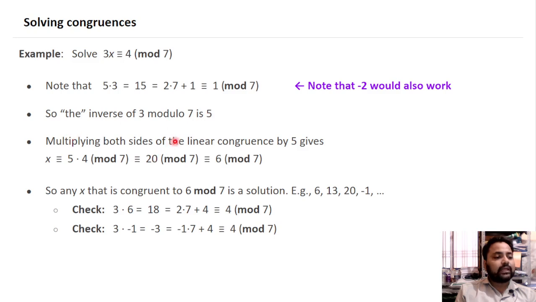So multiplying both sides of the linear congruence by 5 gives x is congruent to 5 into 4 mod 7, congruent to 20 mod 7, congruent to 6 mod 7. So any x that is congruent to 6 mod 7 is a solution, like 6, 13, 20, minus 1, etc. If we check here, 3 into 6 is equal to 18 is equal to 2 into 7 plus 4, congruent to 4 mod 7. Same here, 3 into minus 1 is equal to minus 3, which is equal to minus 1 into 7 plus 4, congruent to 4 mod 7.